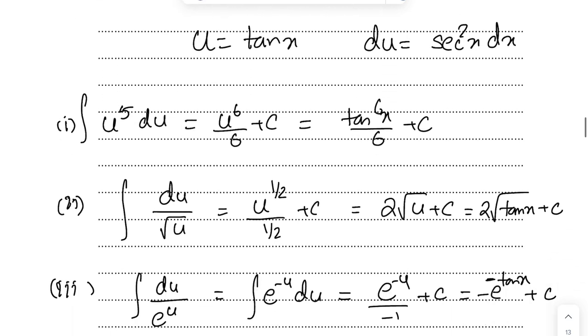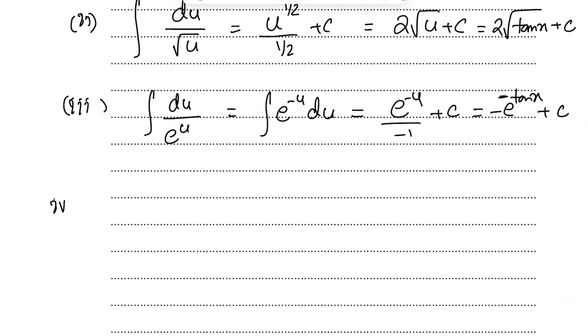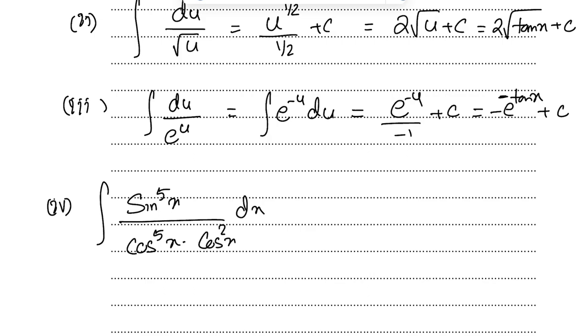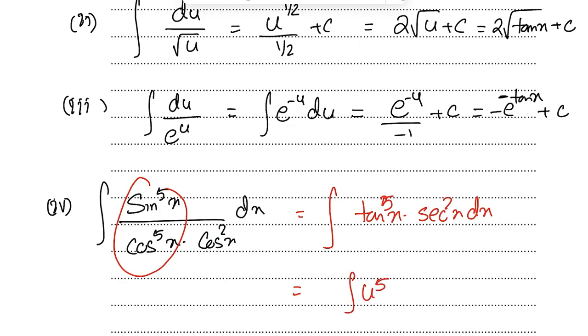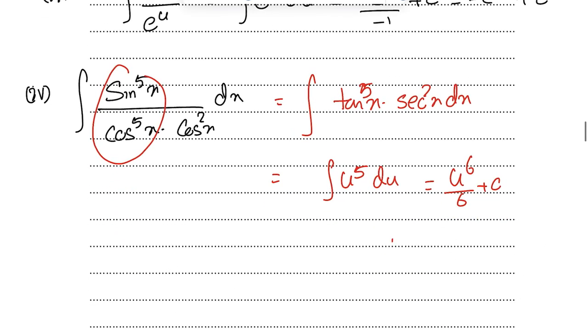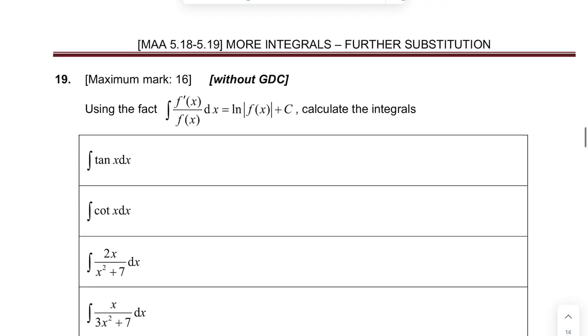And finally, sine power 5 upon cos to the power of 7. Sine power 5 x upon cos to the power of 7 can be written as sine to the power of 5 x upon cos to the power of 5 x times 1 upon cos to the power of 2 x. So sine upon cos is tan. So it becomes tan to the power of 5 x times secant square x dx. So it becomes again u to the power of 5 du, so u to the power of 6 upon 6 plus c. So it becomes tan x whole to the power of 6 upon 6 plus c. That's going to be the answer.